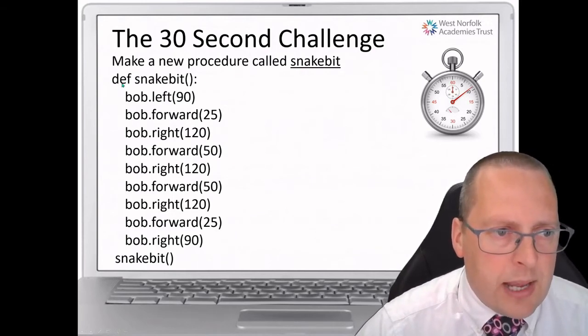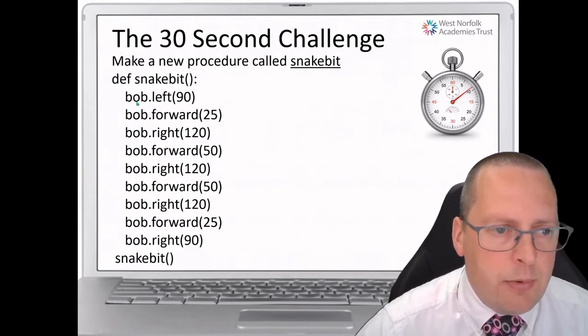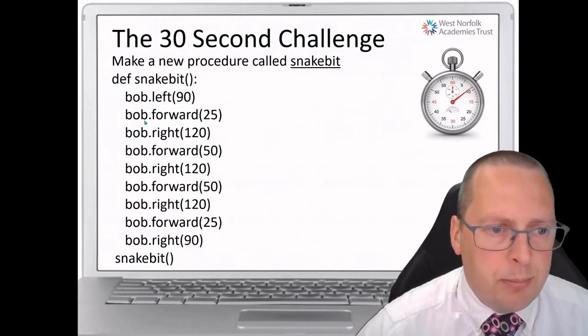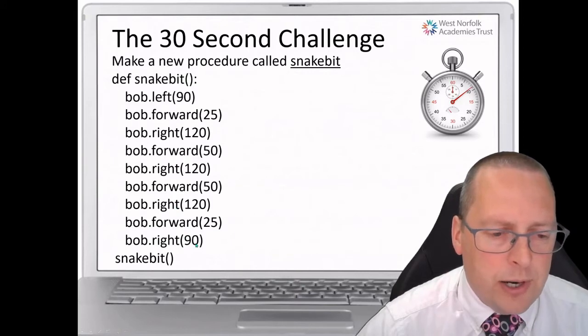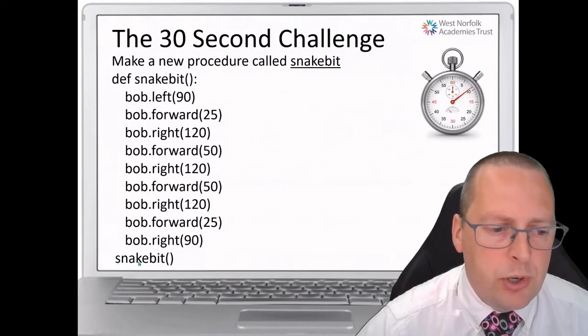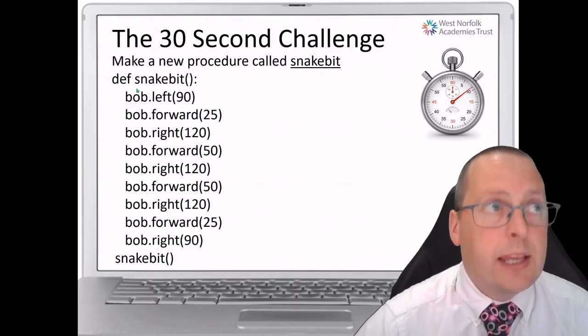And from last week we had the procedure, so we've got def, which is defining the snakebit program. So this is a procedure. Remember, open brackets, close brackets, colon. And then we've got bob.left 90, bob.forward 25, bob.right 120, bob.forward 50, bob.right 120, bob.forward 50, bob.right 120, bob.forward 25, bob.right 90. And then we're telling the Python program to run the snakebit procedure. So after we've defined it, we're telling it to run it.